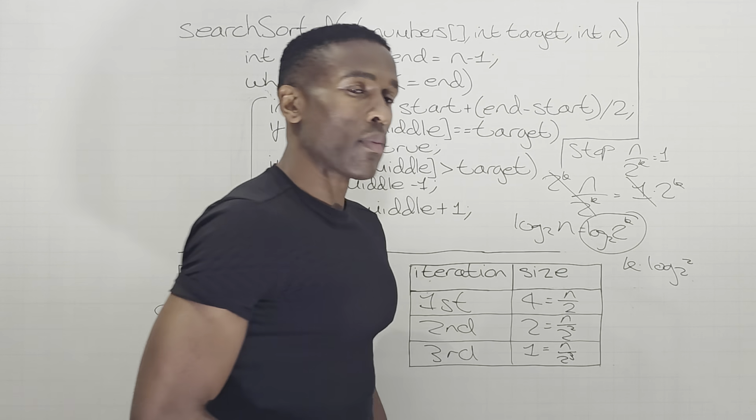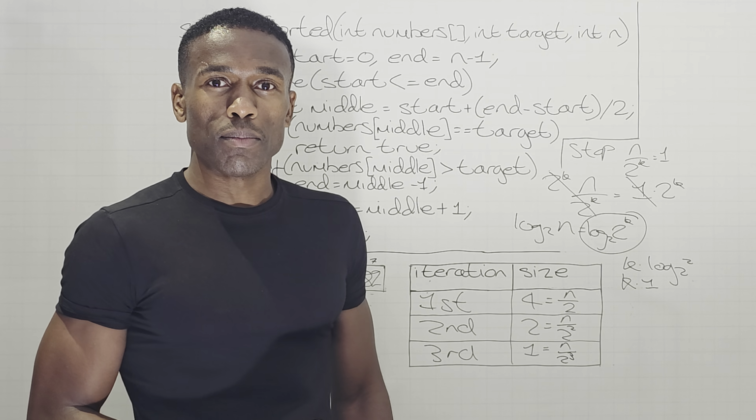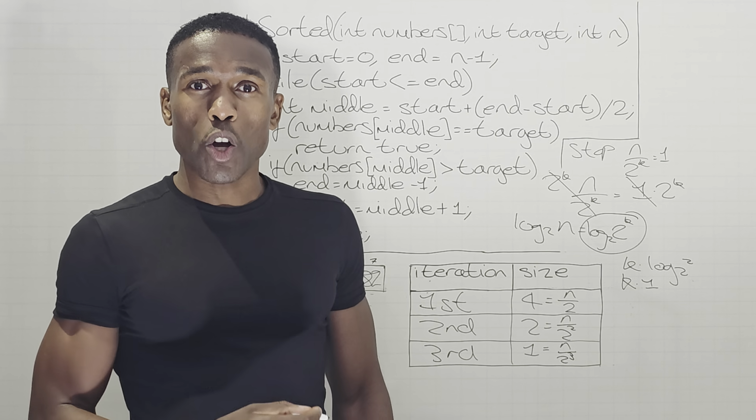Now, log base 2 of 2 is 1. Therefore, we can reduce this portion here to K times 1. Therefore, what we're left with is K equals log base 2 of n. So there we have it. The time complexity of this algorithm is log base 2 of n, a logarithmic algorithm.